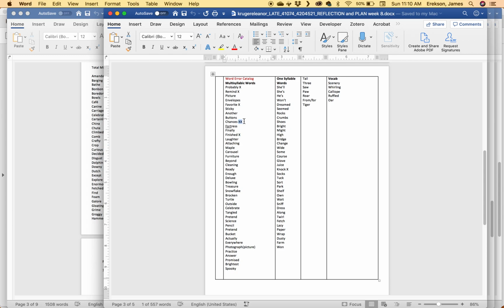So 3 times for chances, 2 times for finished, 2 times for knock. So those were ones where I think she probably spent more time on them, because for some of these, kids might read furniture wrong the first time, but get it right the next time because they realize that it's in their oral language vocabulary. Okay, I'm going to stop there.